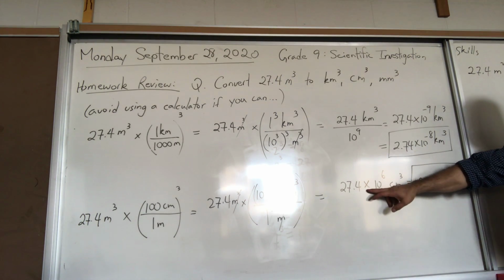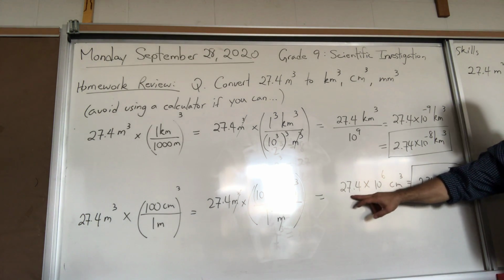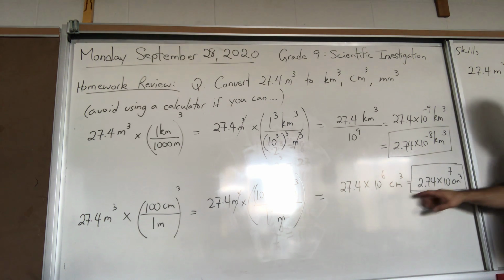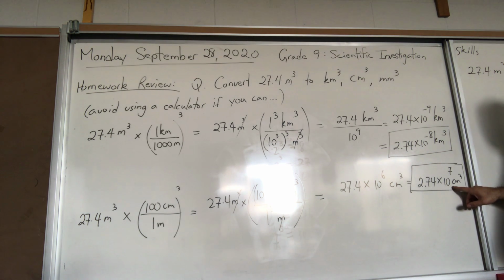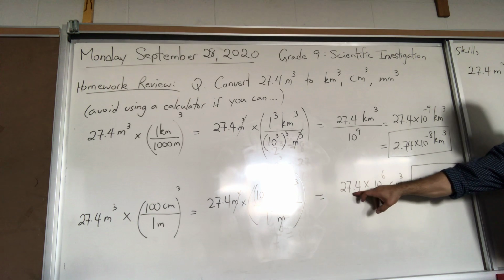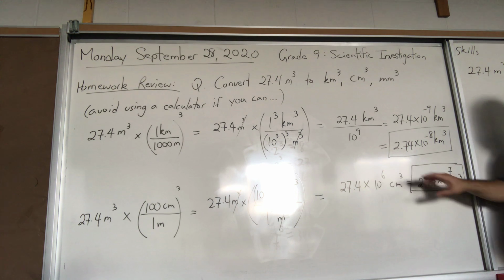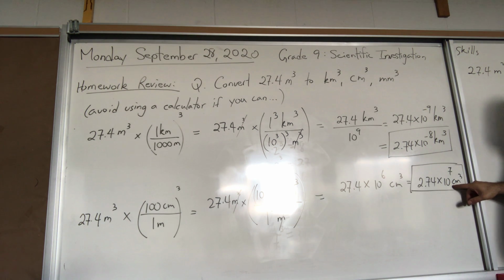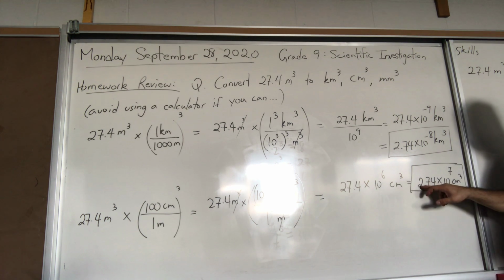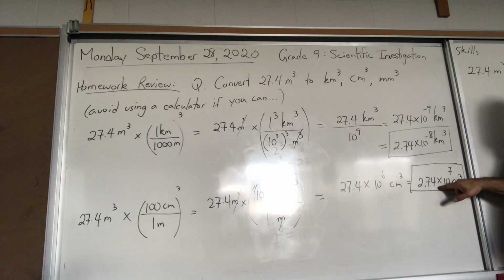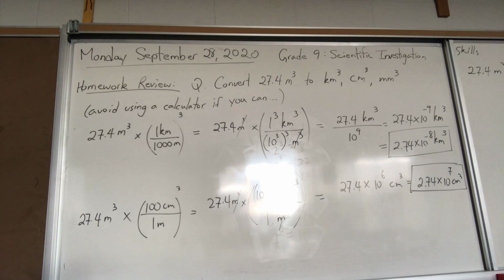So now, is this in scientific notation? No. You've got to move the decimal over by 1. So it becomes 2.74 times 10 to the power of 7. Because I made this 10 times smaller, I'm going to make this 10 times bigger to compensate so it equals the same number. And there we go. That's 27,400,000 centimeters cubed. Both of these are correct. The only difference is this is in scientific notation. This one is not.